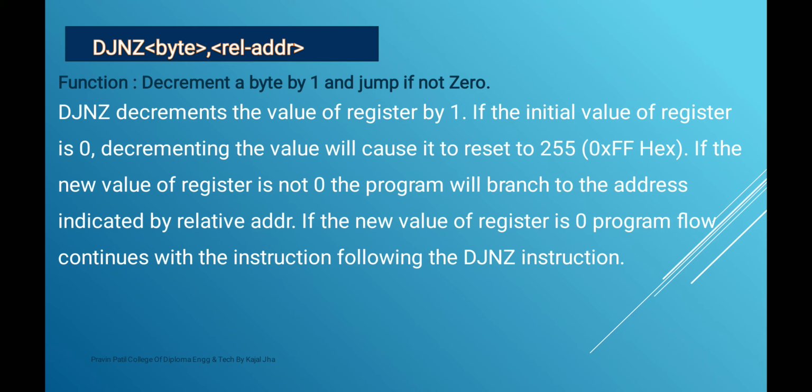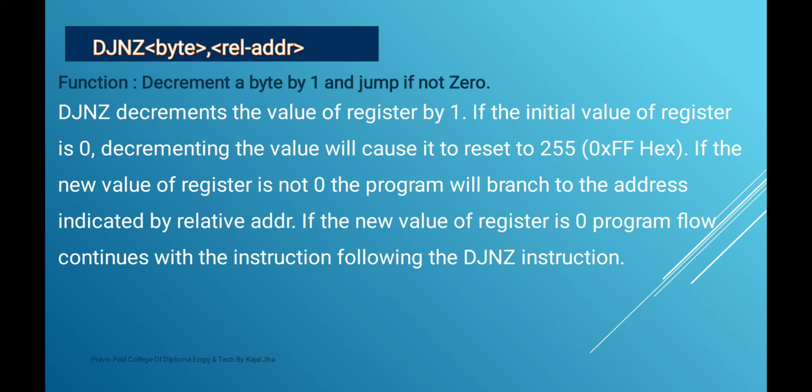If it is not 0, if it is 0, then it continues with the following instructions. If it is not 0, then it jumps. So if the initial value of the register is 0, decrementing the value will cause it to reset to 255, that is 0 to FF hexadecimal.